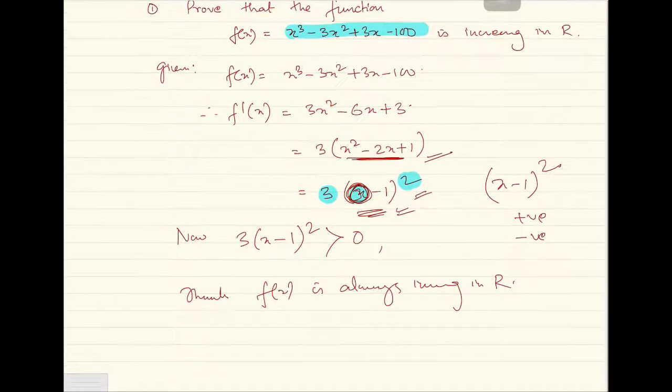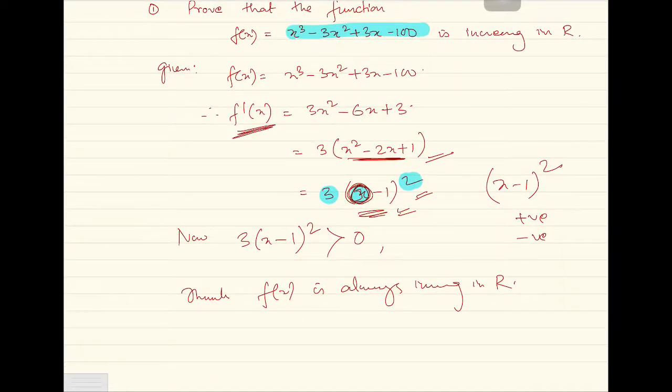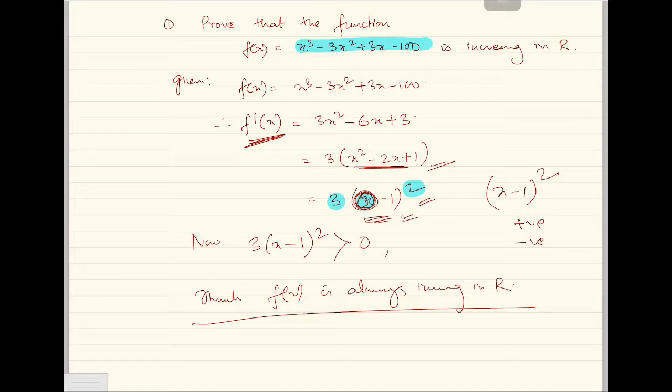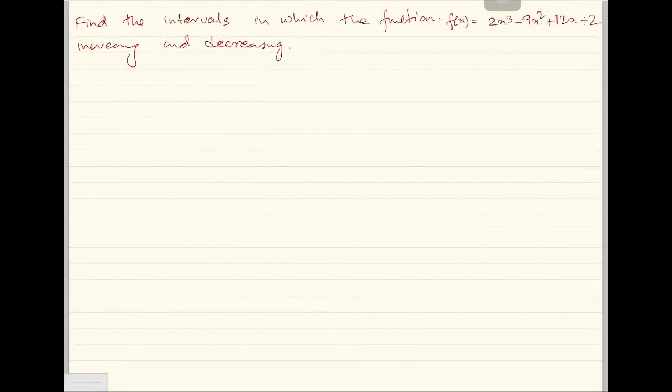And if f dash x always becomes positive, then what can we say? That the function is always increasing in R. A very simple, easy example. Got it? Let's go to the next one.